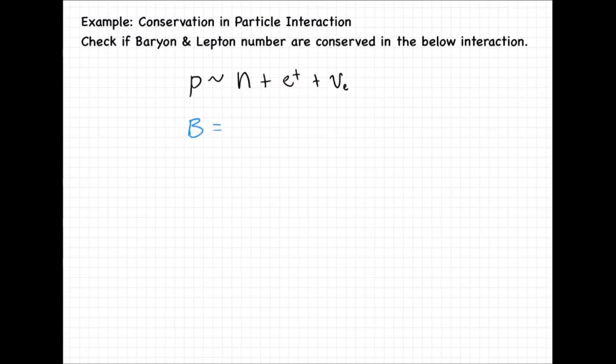B equals a third of NQ minus NQ bar. Third of, how many quarks does a proton have? 3. How many antiquarks does a proton have? None. So baryon number before, let's say B_i, B initial, equals 1. Find B final.